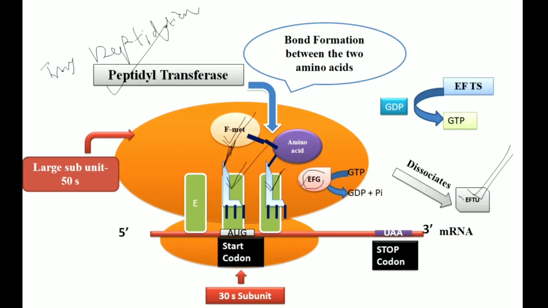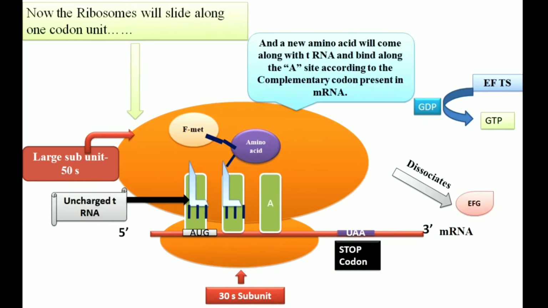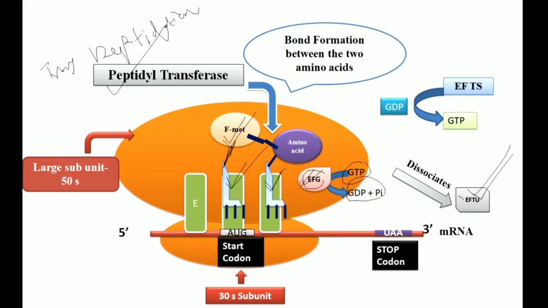The purpose of this EF-G also is to provide energy. It has GTPase activity and will hydrolyze GTP to GDP plus inorganic phosphate, and during that process it will provide energy to the ribosome to move one codon forward. So now you see, in the start site there was a charged tRNA before, but after the binding of this formylated methionine with the new amino acid, it becomes uncharged, because the bond between this tRNA and the amino acid is broken.